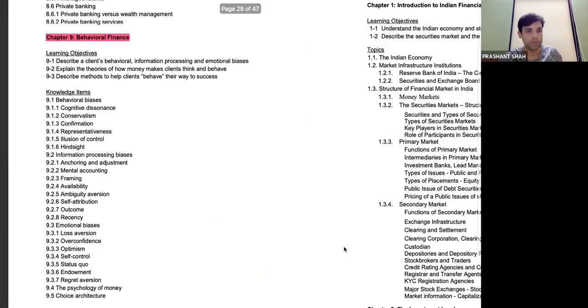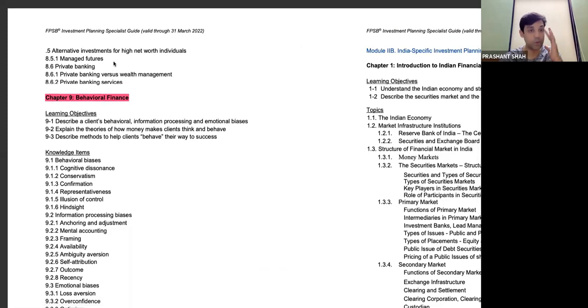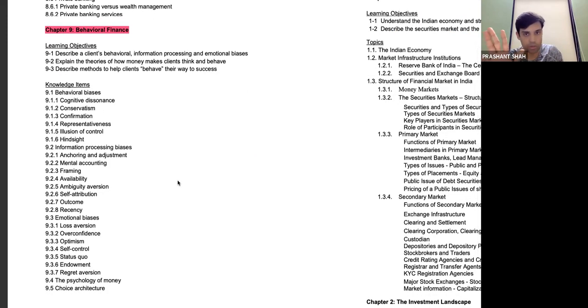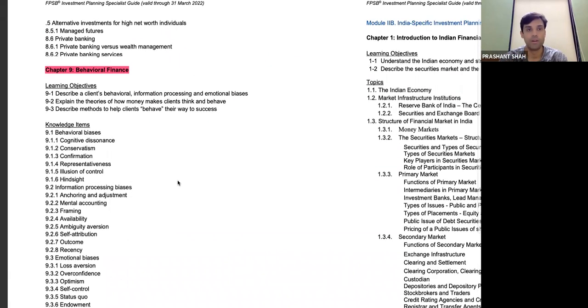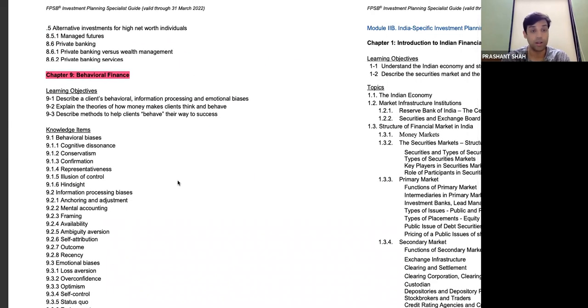Now moving further, it is still global investment planning. It is having an 80% component here. Behavioral finance. Expect 2 to 3 questions from this particular topic. So no exemption here. You would be studying everything thoroughly. So this is what concludes the global investment planning.